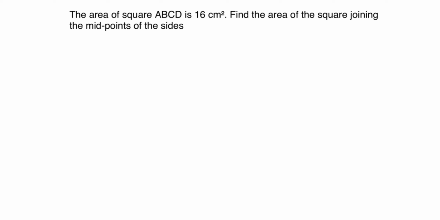The area of a square ABCD is 16 centimeters squared. Find the area of a square joining the midpoints of the sides. So let's take a square ABCD. Here we know the area of this square. We have to find the area of a new square which is formed by joining the midpoints of this square, right? So let's label the square.